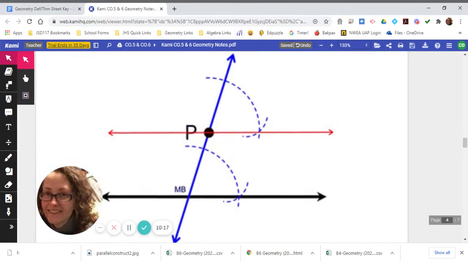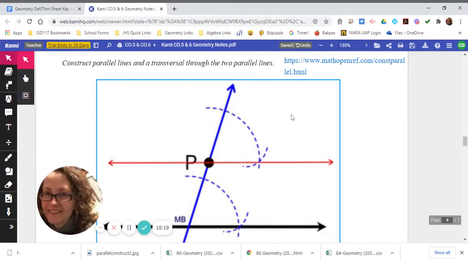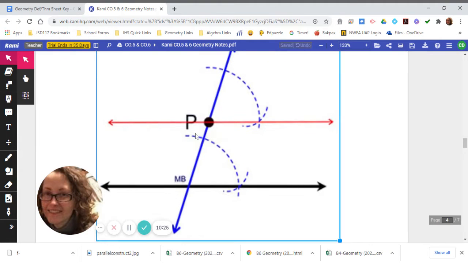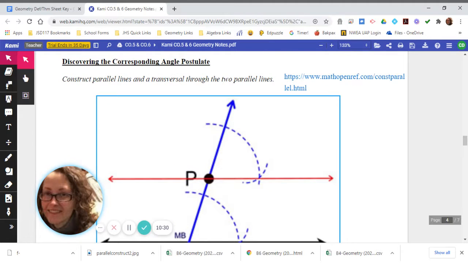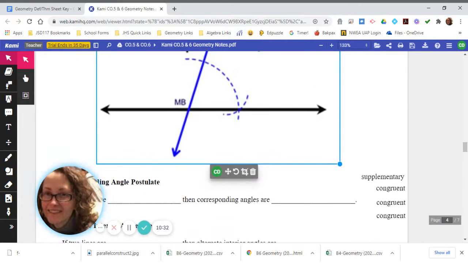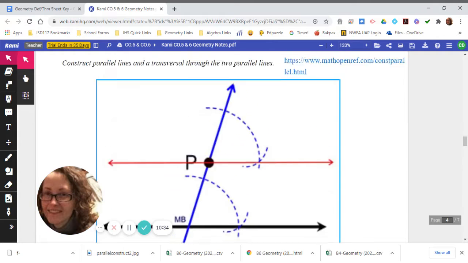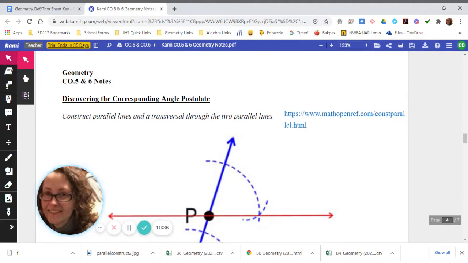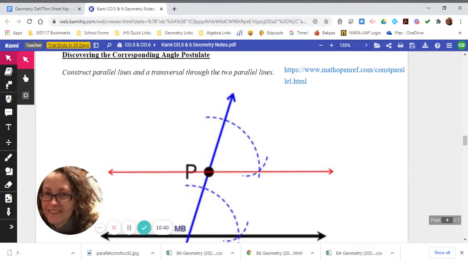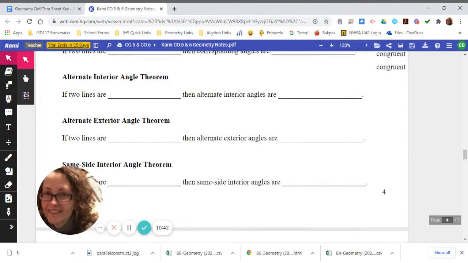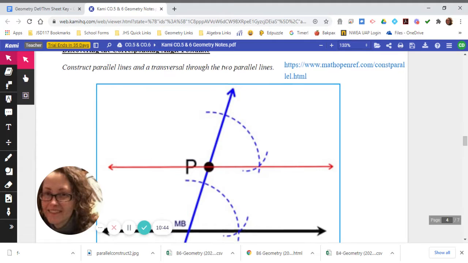So once you get done with your constructions, your page should look something like this. And I need to follow the directions up here rather. Construct a parallel line through, I think I deleted the instructions for this.